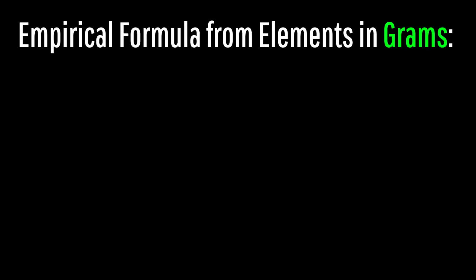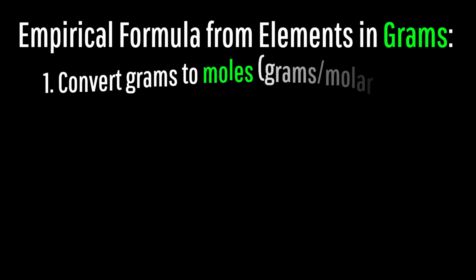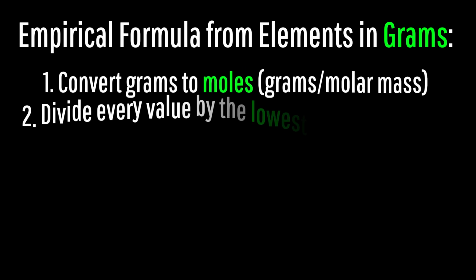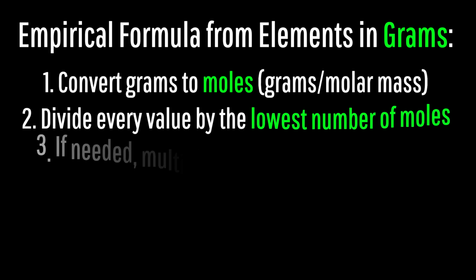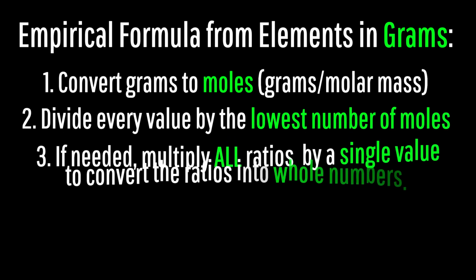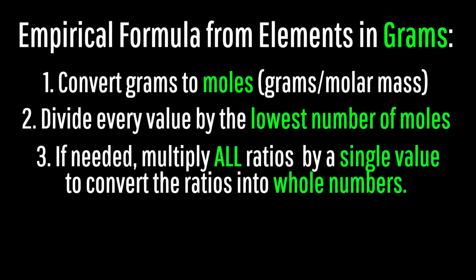To sum it all up, when you're given elements in grams, you convert the amount of grams to moles, and then divide every value by the lowest number of moles. If needed, you also need to multiply all the numbers by a single value in order to get a whole number. Sometimes, after finding the empirical formula for a compound, a problem's going to ask you to write its molecular formula. Let's look at an example.